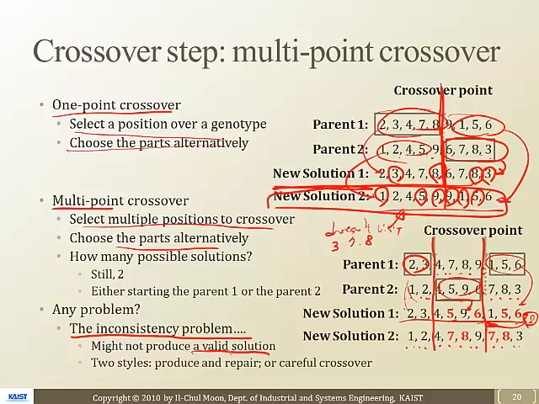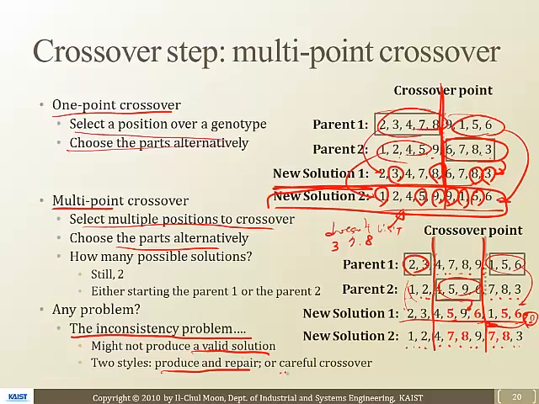There are 2 styles here. Produce and repair means that you just make all the crossovers and make a whole new set of solutions, and you only choose the solutions that are valid. And then because you don't have enough solutions to fill the population, you keep doing the crossovers by selecting different points. You keep doing that. That's the produce and repair approach.